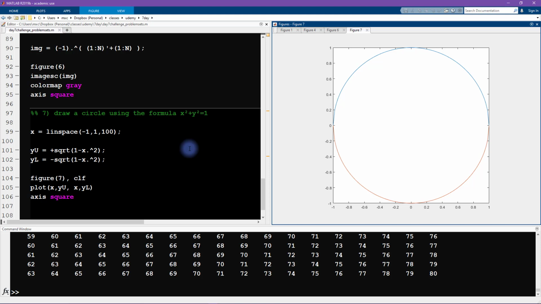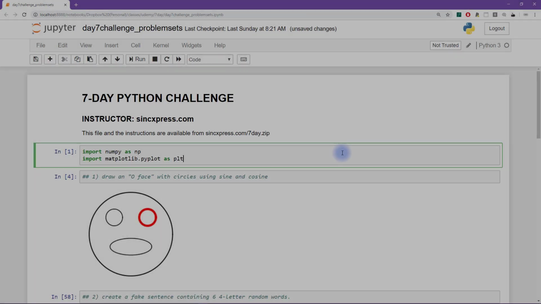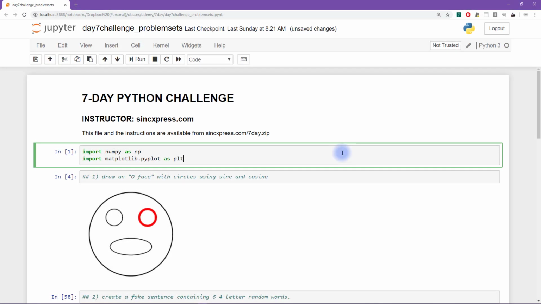Next, I'm going to switch to Python, and I'm essentially going to walk through the same solutions, but using the Python language. So here we are in a Jupyter IPython notebook. This is the environment that I will use to solve all of these problems. Throughout these 7 challenges, I'm going to be using NumPy and Matplotlib. So let's first import those.